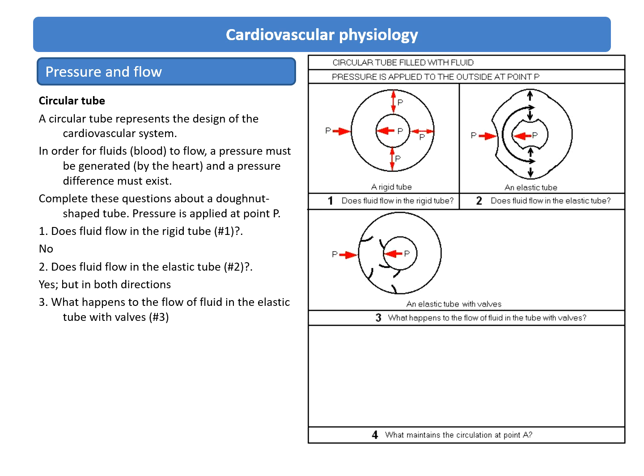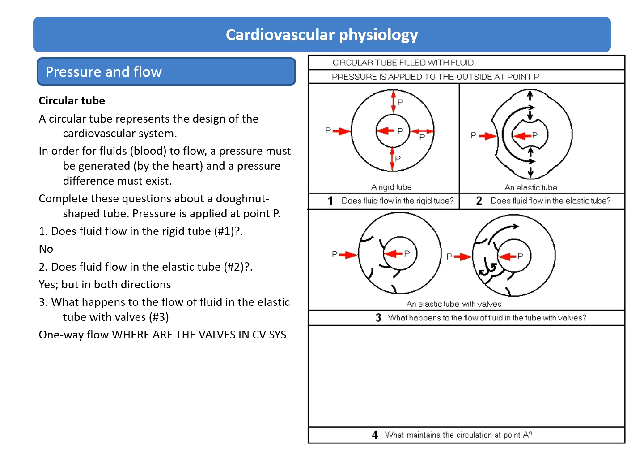What will happen to the flow of fluid in the elastic tube if we have valves in the tube? Fluid will flow in one direction because when it flows backwards, it forces the valves closed. Where are the valves in the cardiovascular system? Well, right away you'll say, in the heart. That's correct. But there are some other valves. Where are they? They're in the veins of the body.